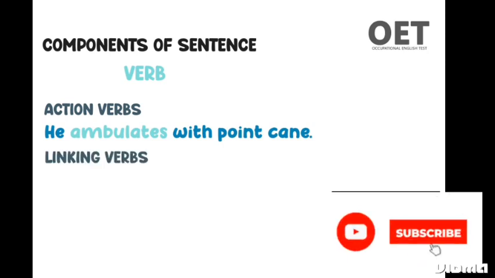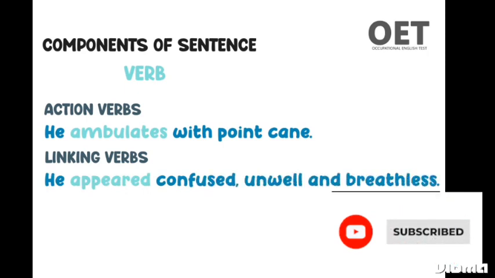Linking verbs. A verb can often connect the subject of the sentence to a describing word. It links the subject to a describing word. He appeared confused, unwell, and breathless. A linking verb simply connects the subject to another word that describes or modifies the subject.